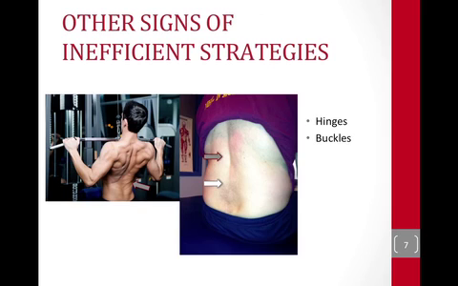So other signs of inefficient strategies are shown here. We see many of our clients, and sometimes we become part of the problem when we teach our clients to hyperextend at their low back. And we see this client who's performing lat pull downs, and we see this pattern often with overhead presses. We see this pattern with chin-ups and pull-ups. We see this pattern with squatting and lunging, where the client lifts their chest up, pulls their shoulder blades down and back, and creates this thoracolumbar hinge.